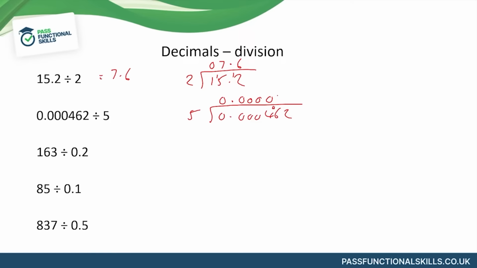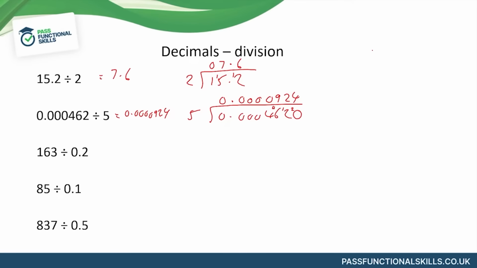46 divided by 5 is 9 with a remainder of 1, 12 divided by 5 is 2 with a remainder of 2. Now we need to put in another 0 so that I can place that remainder of 2 on top of it, and 20 divided by 5 is 4. So here the answer is 0.00000924.